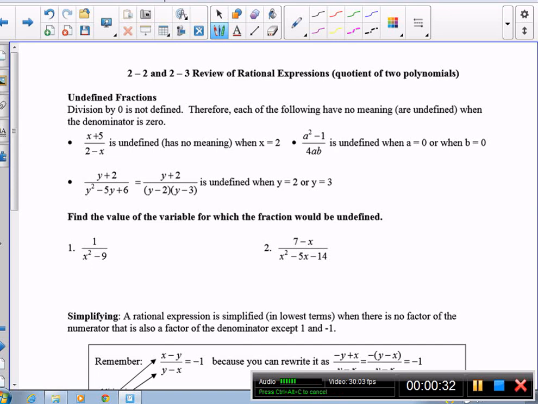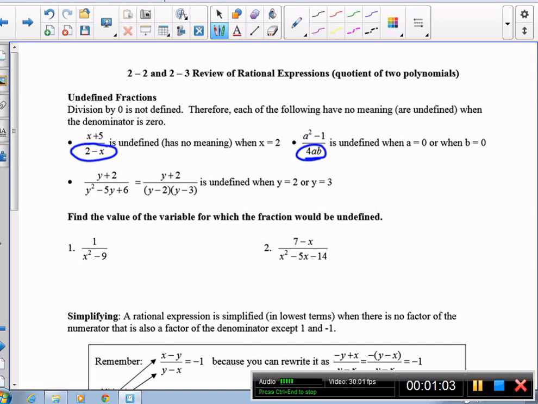So a fraction is undefined when the denominator is 0. We don't care about the numerator. The denominator cannot be 0. So on the first example, this fraction would be undefined when x is 2, and you can just see that. On the second example, this one would be undefined when a or b equals 0.